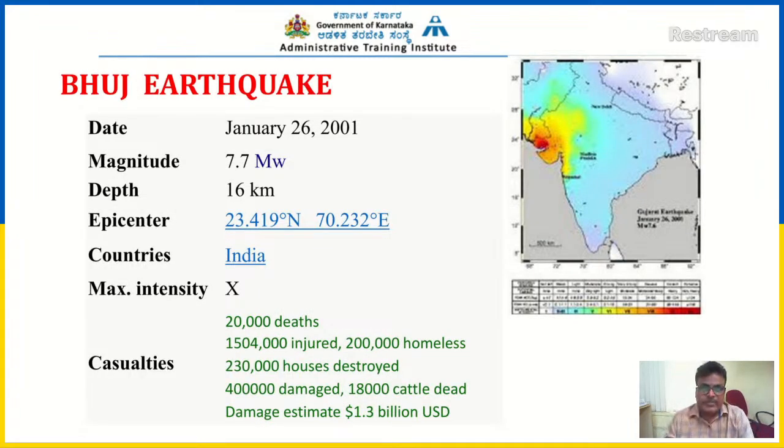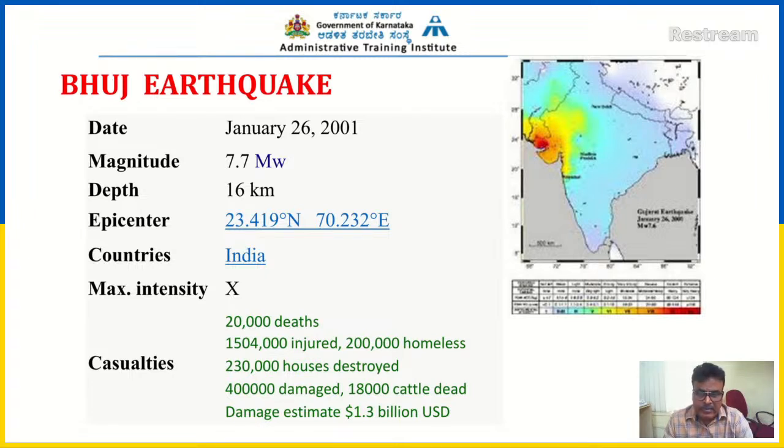Now I'll quote some examples of natural disasters here. Bhuj in Gujarat. It was one of the major earthquakes in India, in 2001 on January 26th, Republic Day. It had to happen, and the magnitude was 7.7 on the Richter scale. Its focal depth was 16 kilometers below the earth, and the epicenter was at this latitude and longitude. You can see here, maximum intensity was 10 on the modified Mercalli scale. You can see the impact of the disaster.